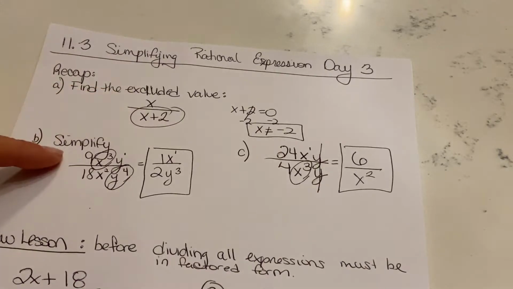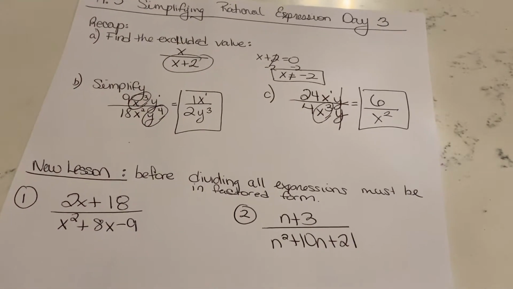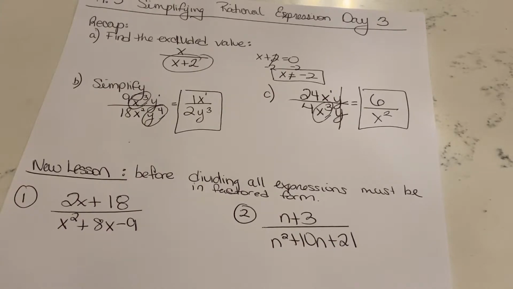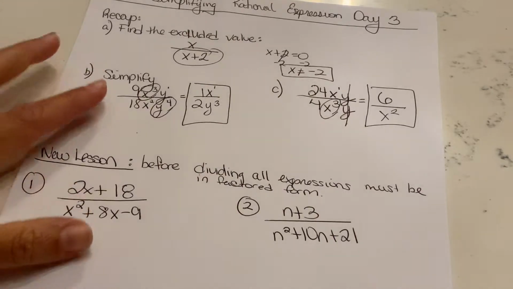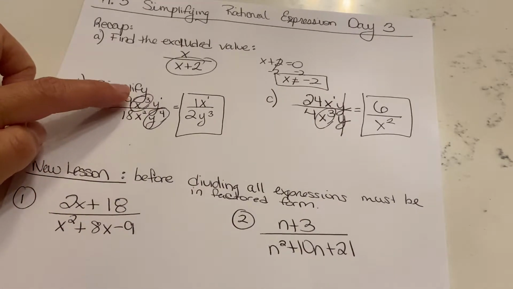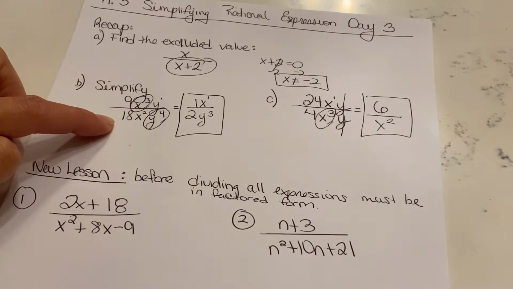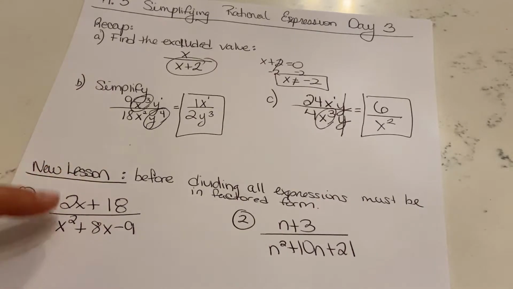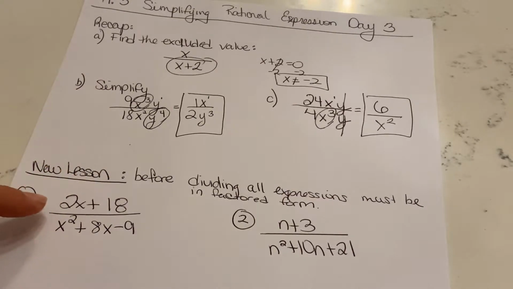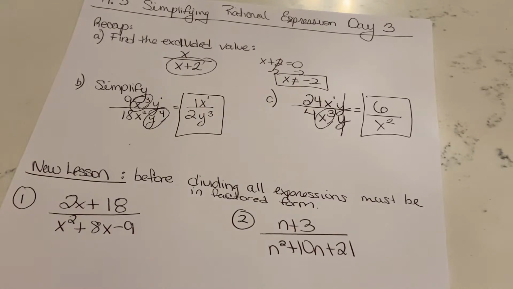This was day 1, day 2, and now day 3 is I'm dividing expressions, okay? Now, when I divide expressions, look at the difference. This is one term over one term, okay? But these are expressions. So in order for me to divide, I need to make sure that all of my expressions are in factored form. Must be in factored form before you start dividing.